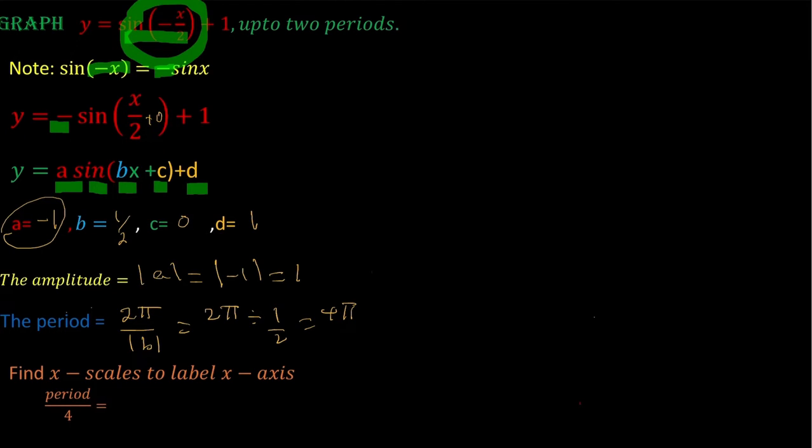Now, last thing, find the scales. To find the x scale, we need to take the period, which is 4 pi, and divide it by 4, which is going to give us pi. Okay, now we need the x scale to label the x-axis, obviously. So find 4 of these: you count 1 pi, 2 pi, 3 pi, and 4 pi. You could label as many as you want, but we only need 4 of them after 0 to label our x-axis.